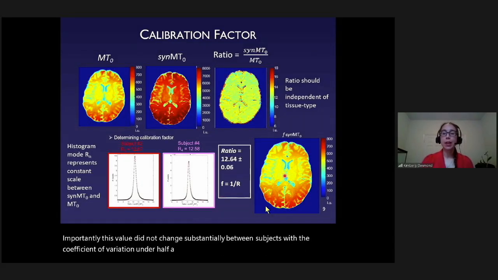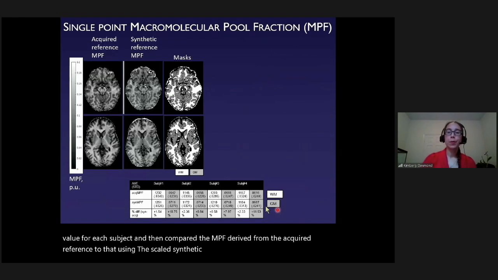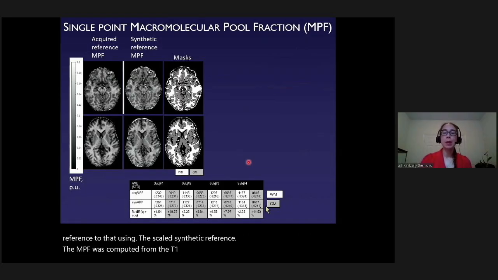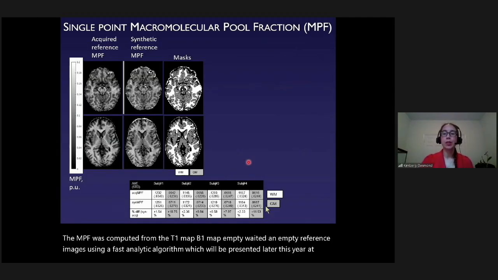We scaled the synthetic reference by this value for each subject, and then compared the MPF derived from the acquired reference to that using the scaled synthetic reference. The MPF was computed from the T1 map, B1 map, MT-weighted, and MT reference images using a fast analytic algorithm, which will be presented later this year at the ISMRM conference.